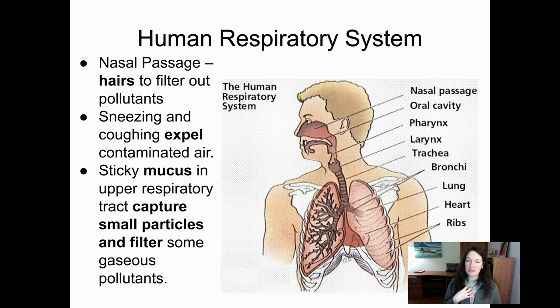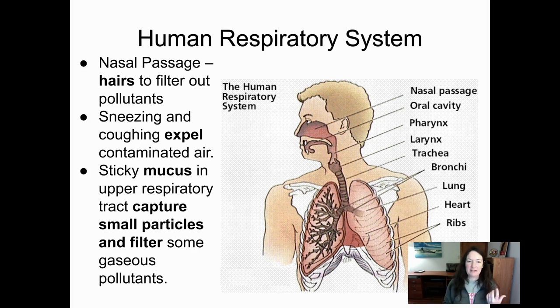We have sticky mucus in our upper respiratory tract, and that helps capture some of the small particles and filter out some gaseous pollutants. So it depends on the concentration of the pollutants in the atmosphere as to whether or not your respiratory system can handle it.